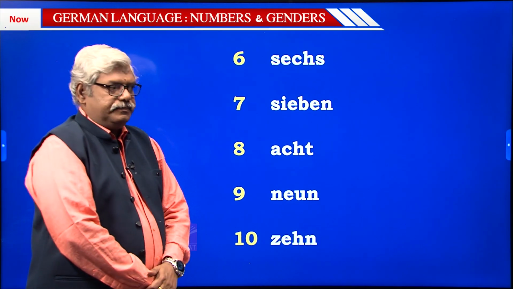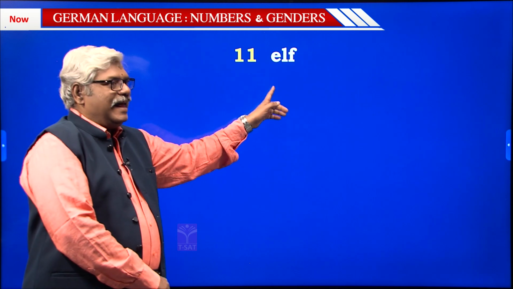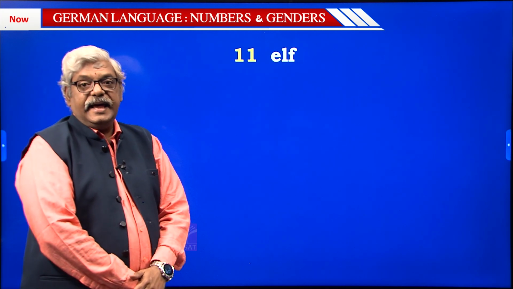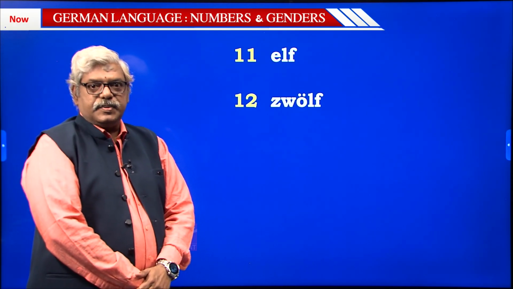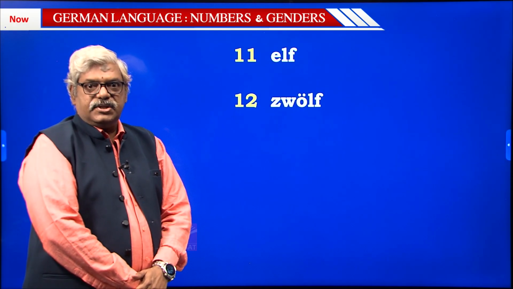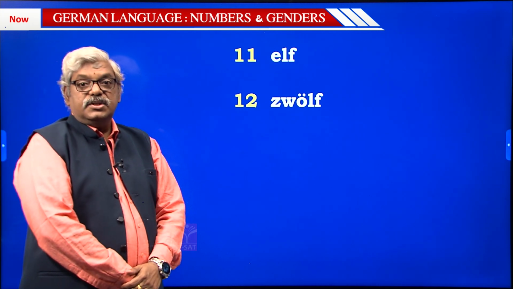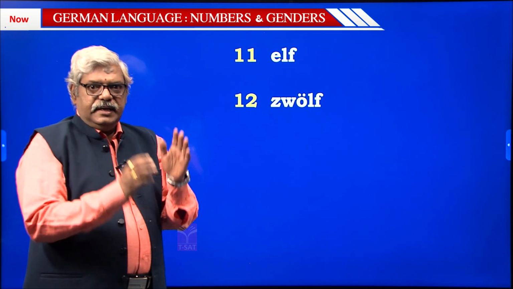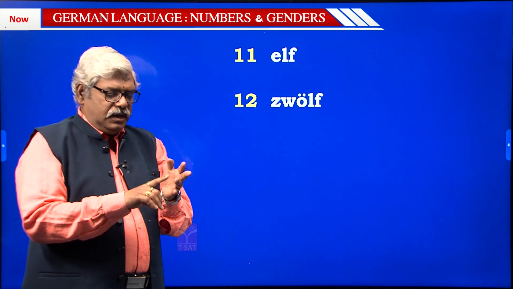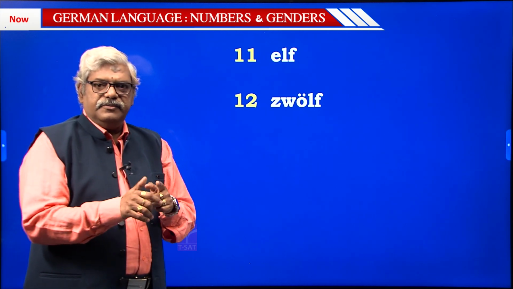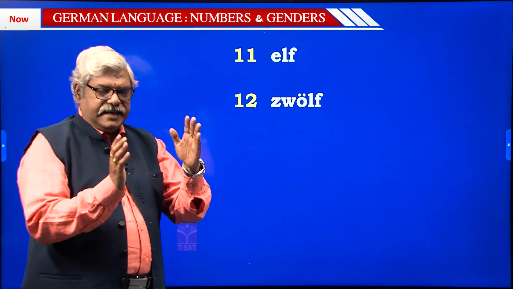Let's now proceed further. Let us see how other numbers are given. 11 is pronounced as elf. Then 12 is pronounced as zwölf. Once again, because Z is the first letter, the T and S sounds are together. Till here, from 0 up to 12: 0, 1, 2, 3, 4, 5, 6, 7, 8, 9, 10, 11, 12. This is all one segment.